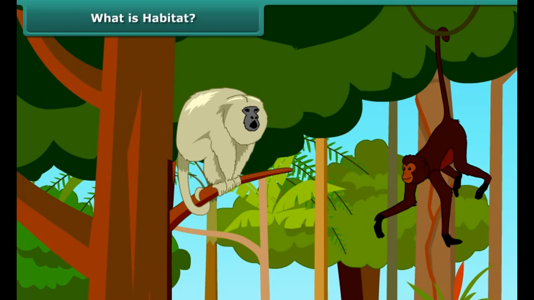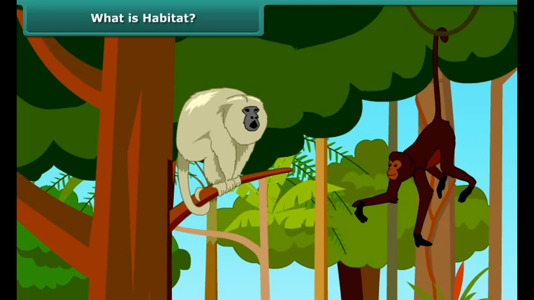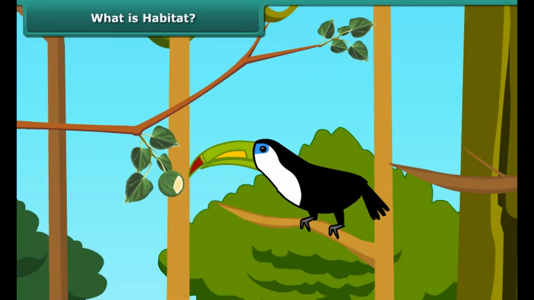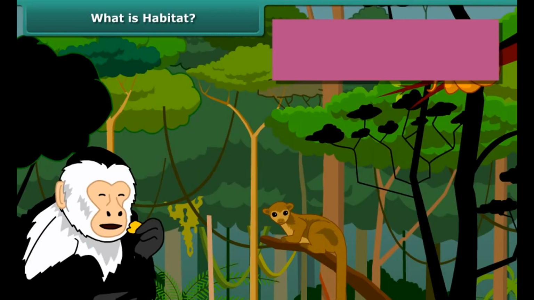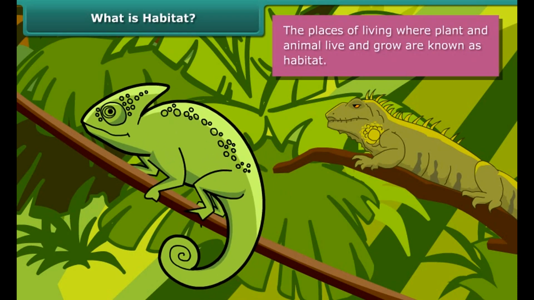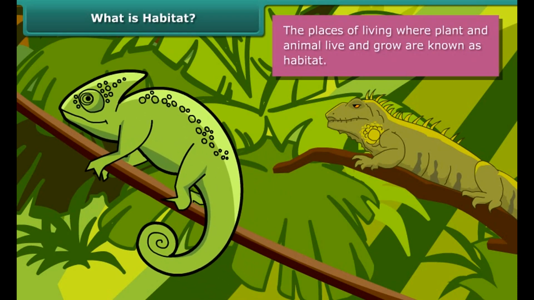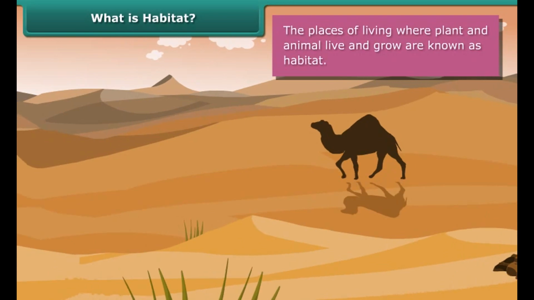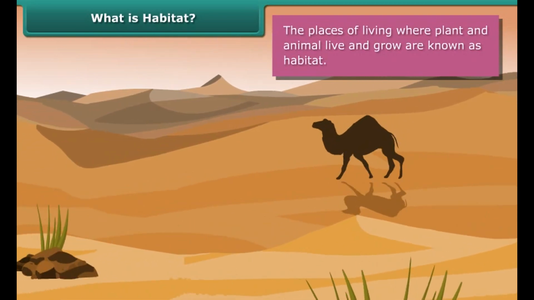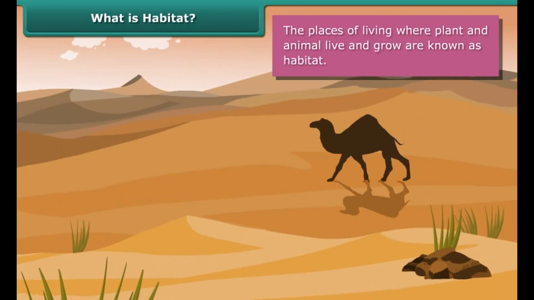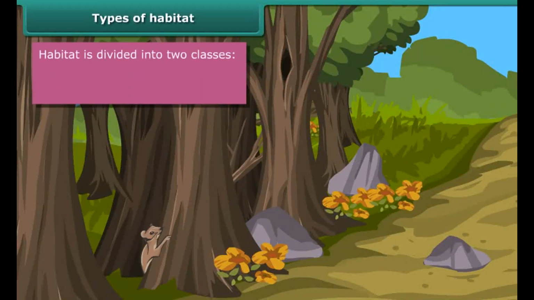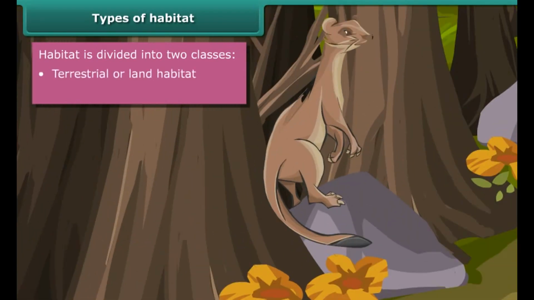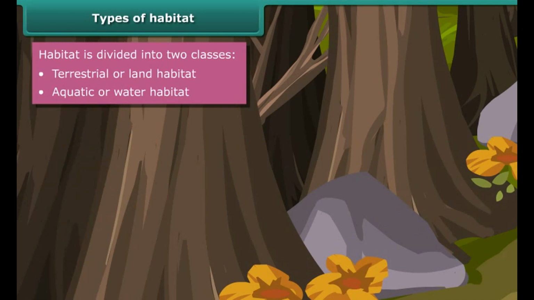We all know that every organism requires some place where its basic necessities like food, water, and shelter can be met. This place of living where plants and animals live and grow is known as habitat. All living organisms should adapt themselves to their habitat to thrive and survive in the surroundings. Habitat is divided into two classes. 1. Terrestrial or land habitat. 2. Aquatic or water habitat.